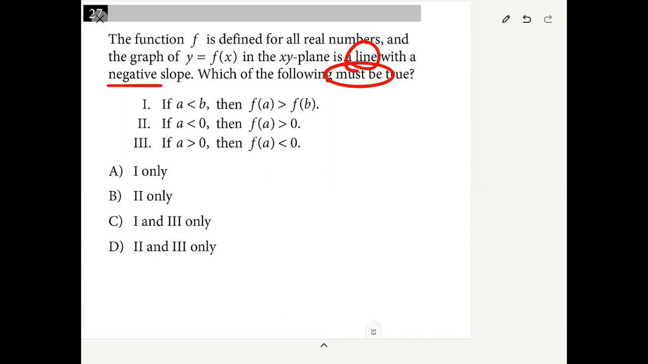So what I'm going to recommend is, I'm going to draw some lines, and then I'm going to look at some inputs and see if I can make one of these conditions false. And if I can make it false, then I can eliminate it. If I can't make it false, then that means it might be true. All right, so let's go.